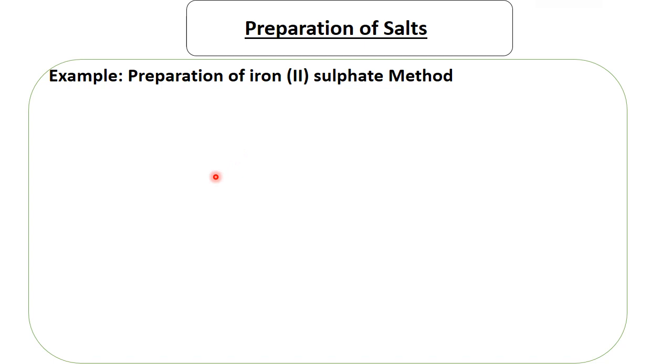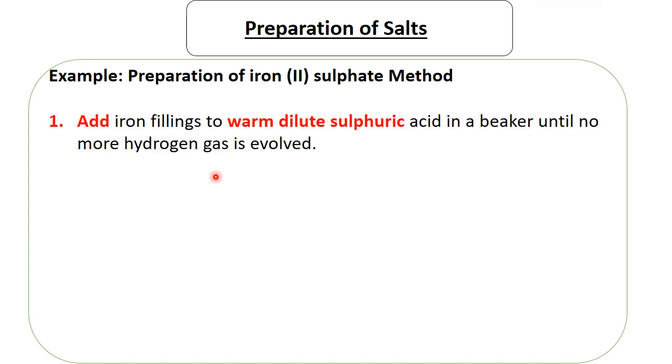So what's the procedure? The procedure is simple. First, you add iron filings to dilute sulfuric acid in a beaker until no more hydrogen gas is evolved. So you add bit by bit. When you add, there's going to be a gas evolving. Then you can keep on adding till there is no more gas evolving. So when you add a bit of iron filings, what happens? The iron filings react with the dilute sulfuric acid, and hydrogen is produced. So the bubbles that come out are actually hydrogen.